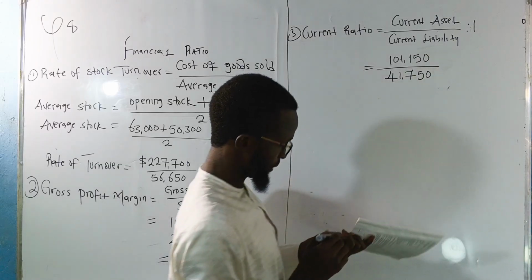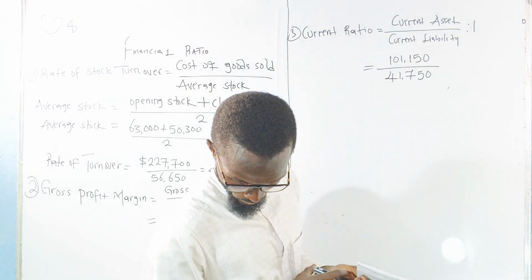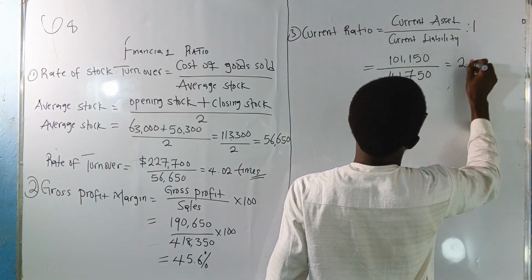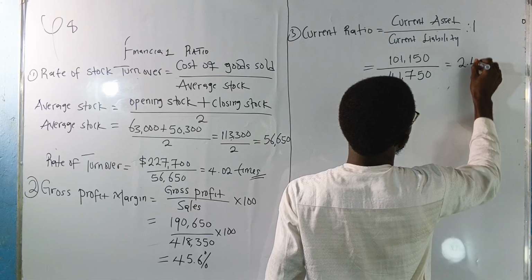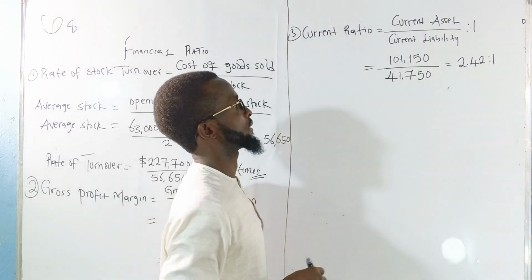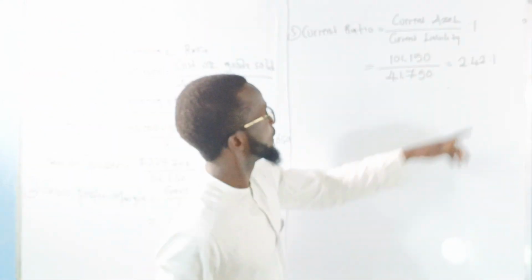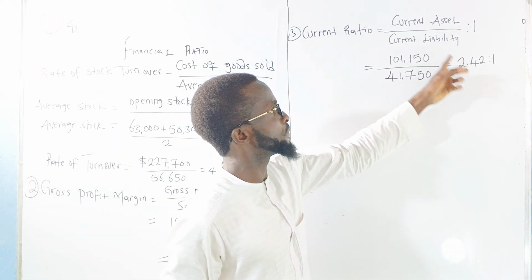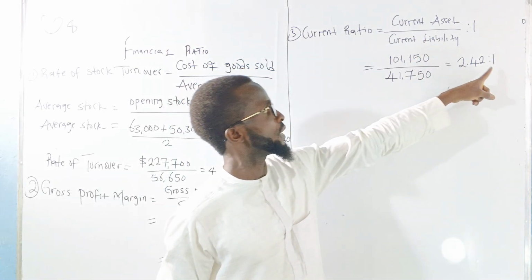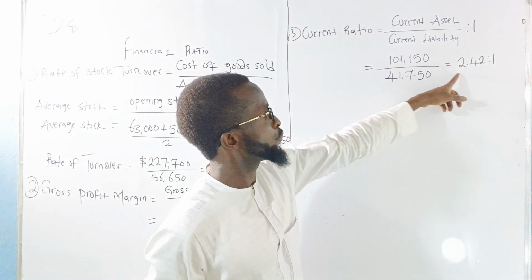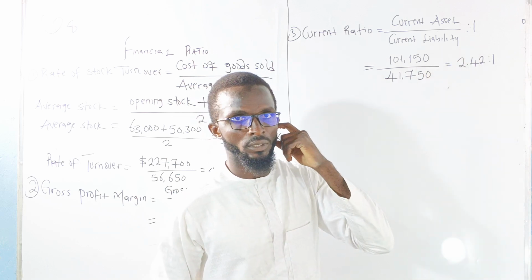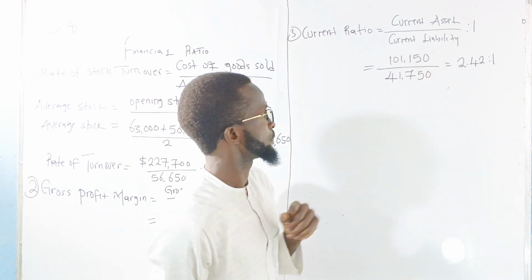Let's put it out and get the answer. Our answer will be 2.42 is to 1. This tells you that 2.42 represents the assets and 1 represents the liability. That is to say, for every one liability, the business has 2.42 in assets to cover it. So the business is good to go.